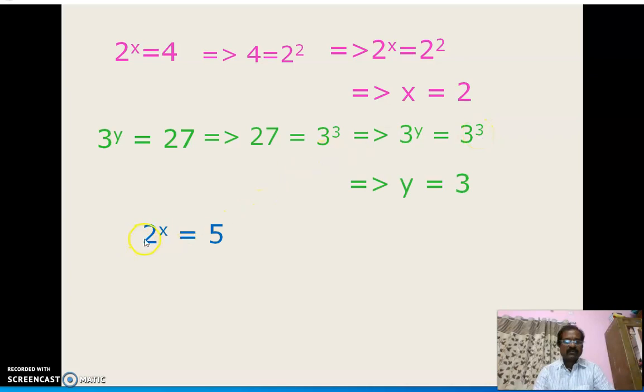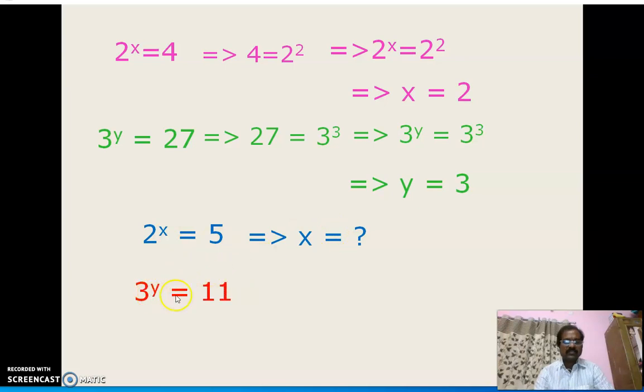Here 2 to the power of x is equal to 5. What is the value? When we get 5, what is the exponent of the base 2? 2 power 1 is 2, 2 power 2 is 4, 2 power 3 is 8. So there is no whole number x that we can substitute to get 5. So what is the value of x?